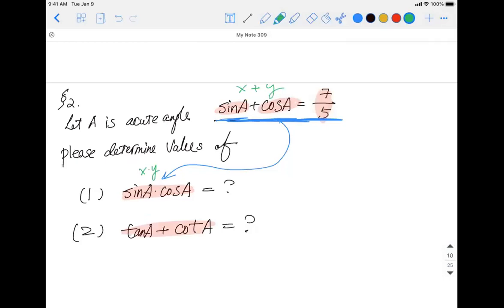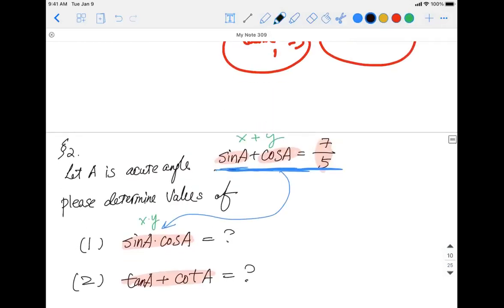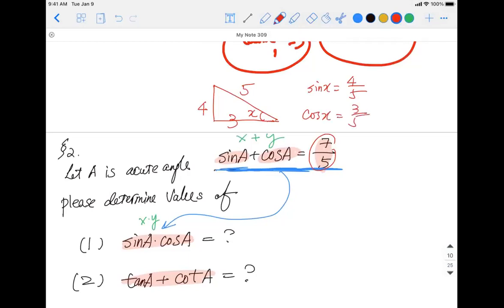Yeah, I think that's actually a very smart solution because we know sine and cosine are defined in the right triangle, the 90 degree triangle. As long as you see 7 over 5, you can actually guess: maybe this is a 3, this is a 4, this is a 5. So sine x will be 4/5, cosine x equals 3/5. So sine x plus cosine x just equals 7/5.